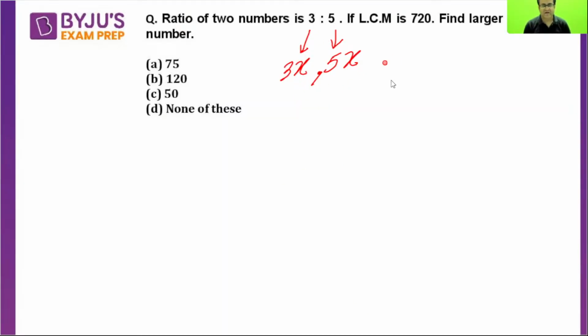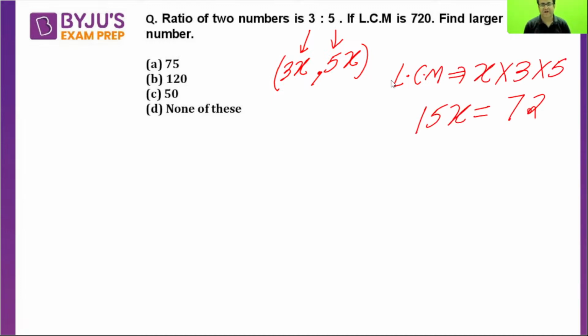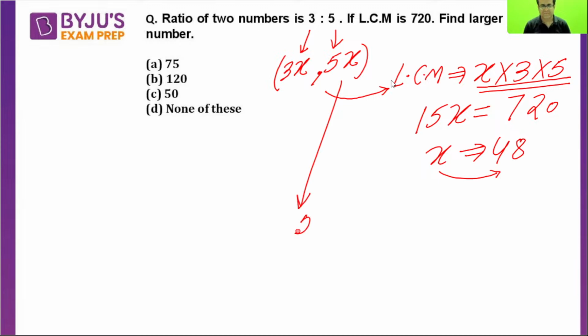As LCM is given, LCM of these two will be x is common, 3 is left, 5 is left. So 15x is equal to 720. The value of x is 48. Is the point clear? LCM of these two: x is common, 3 is left in the first, 5 is left in the second. Multiply these three values, you will get LCM as 15x, which is 720. So the value of x we got is 48. Find the larger number: 5 into 48, 240 will be the right answer.